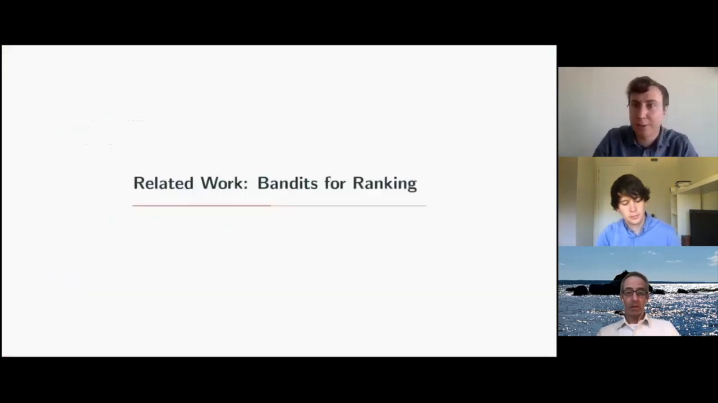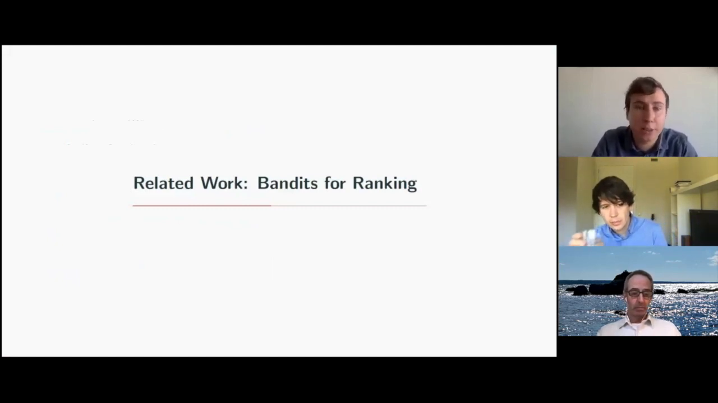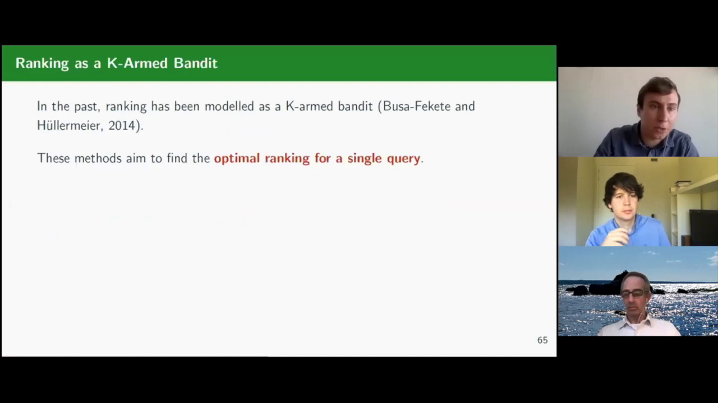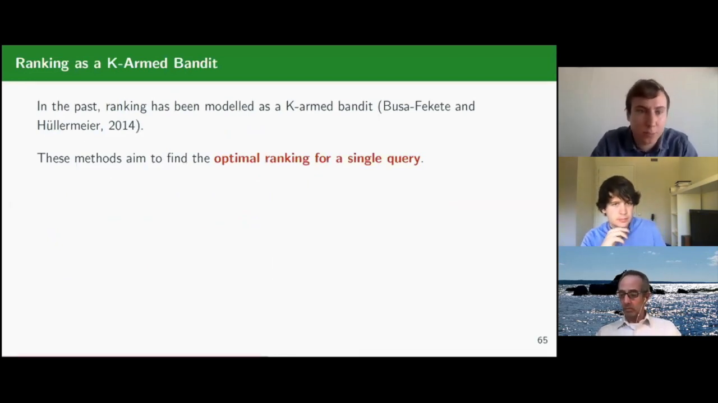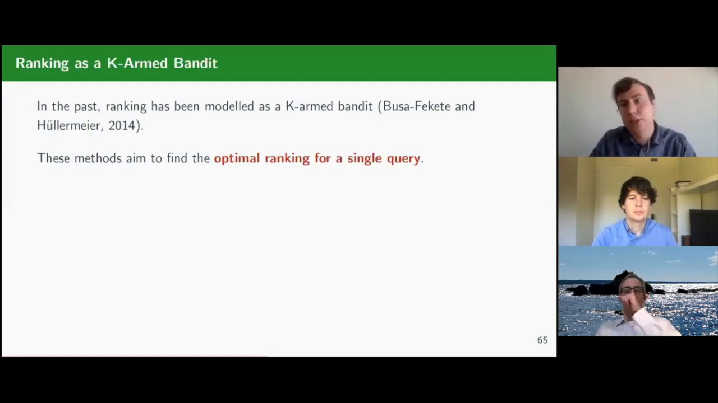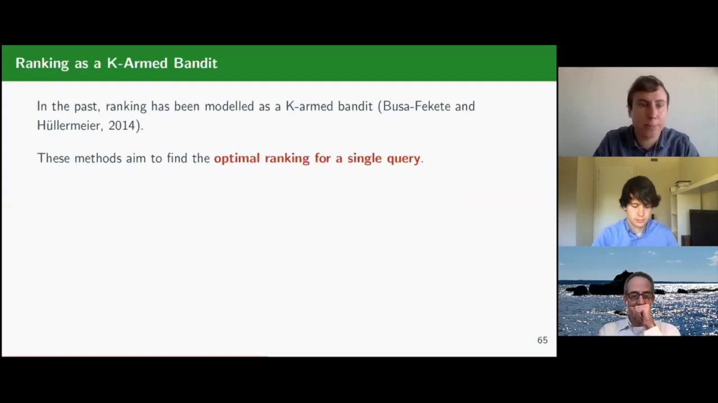All right, so before we get started with the interleaving, I'm first going to talk a little bit about some related work, because we're talking about online learning to rank, which is bandits for ranking. So in the past, ranking has been modeled as a k-armed bandit problem. And these methods are somewhat different from the online learning to rank methods that we'll discuss in more detail in this part. Specifically, these bandit methods aim to find the optimal ranking for a single given query.